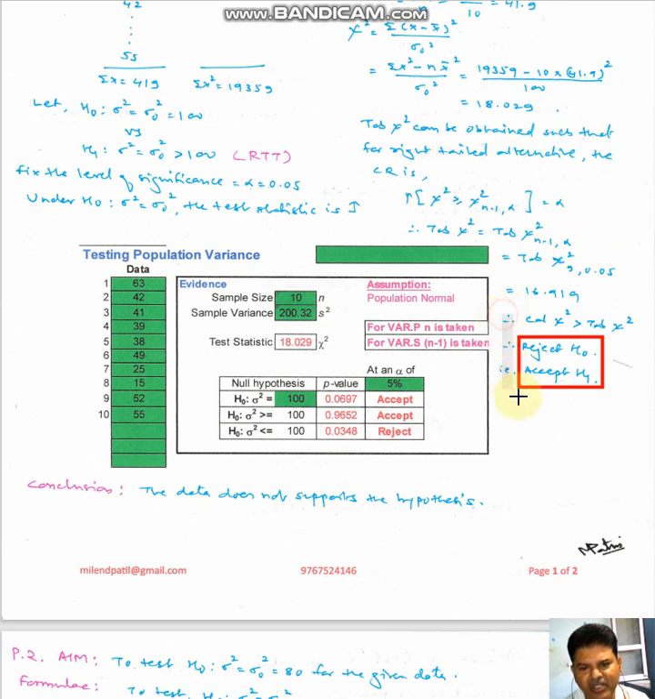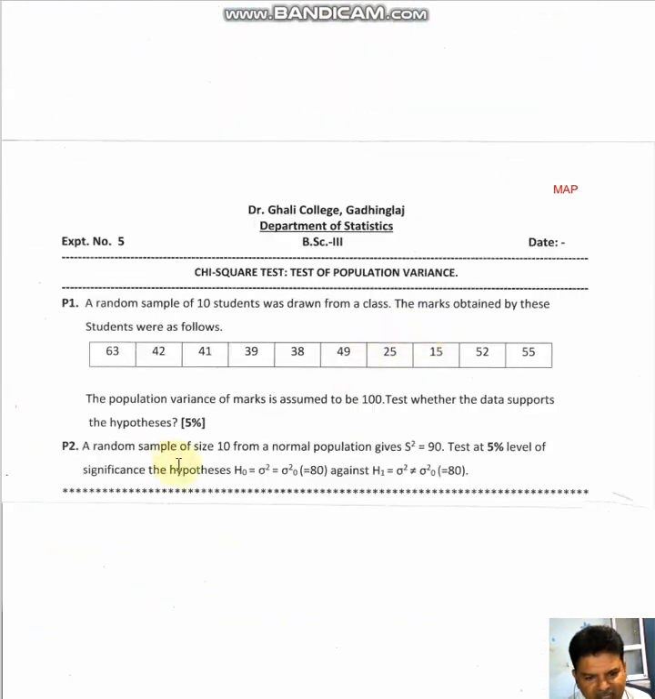So what is example 2? Example 2 is related to a random sample of size 10 from a normal population which gives S square. S square is given. Test at 5% level of significance sigma naught square is 80 versus not equal to 80. See, in the first example the data is given, but in the second example we are already given the S square value, the level of significance is known, the value of sigma naught square is known, and the sample size is also known. So four terms we know.